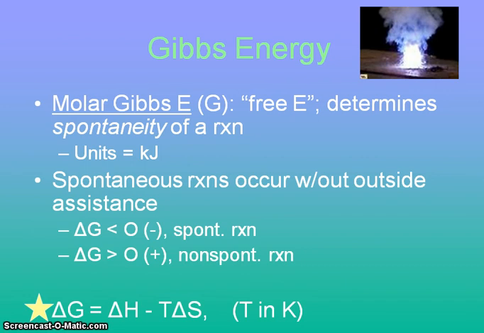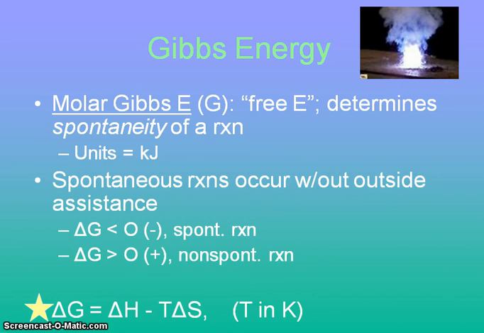So if your delta G, or change in Gibbs free energy, is negative, that means that the reaction is spontaneous. So you don't have to add in any energy. If your delta G is positive, that means it's non-spontaneous and you would have to add in energy in order to make the reaction occur.